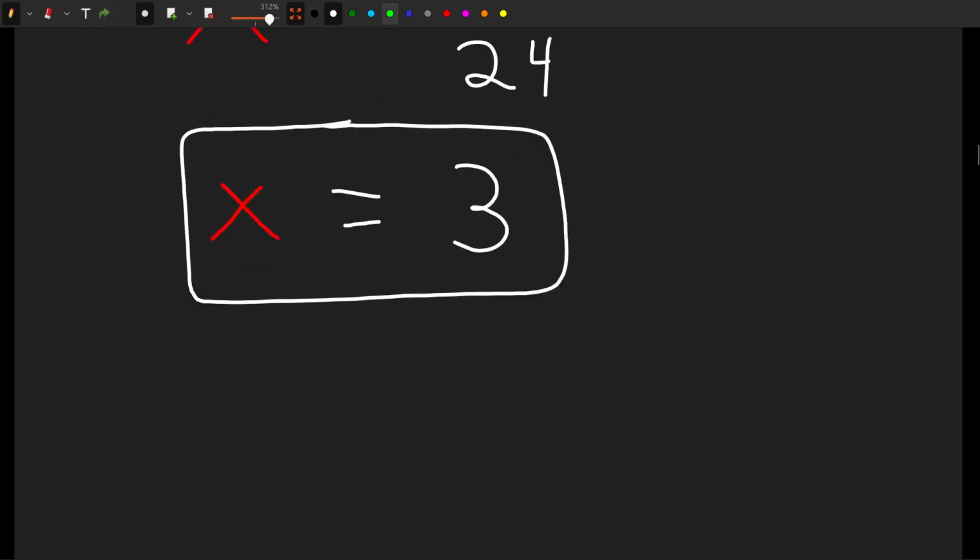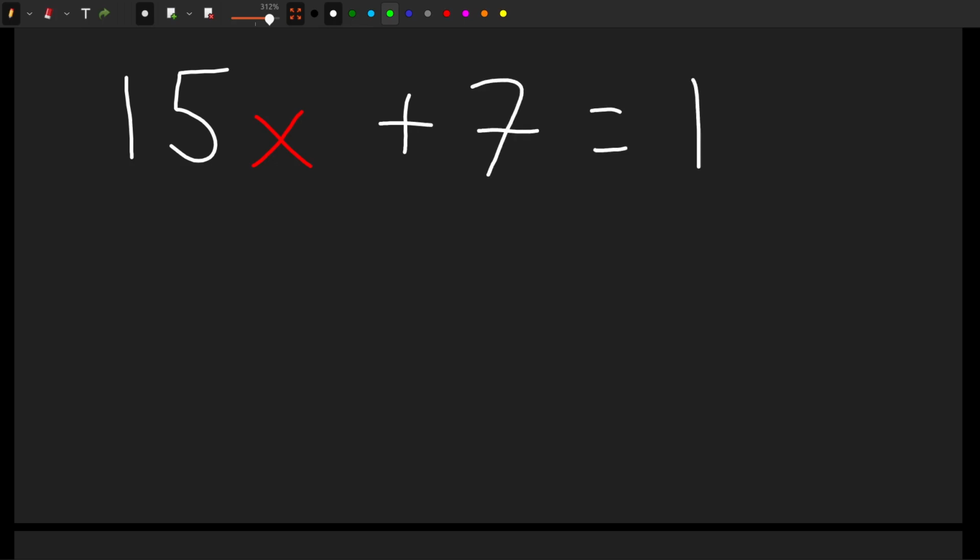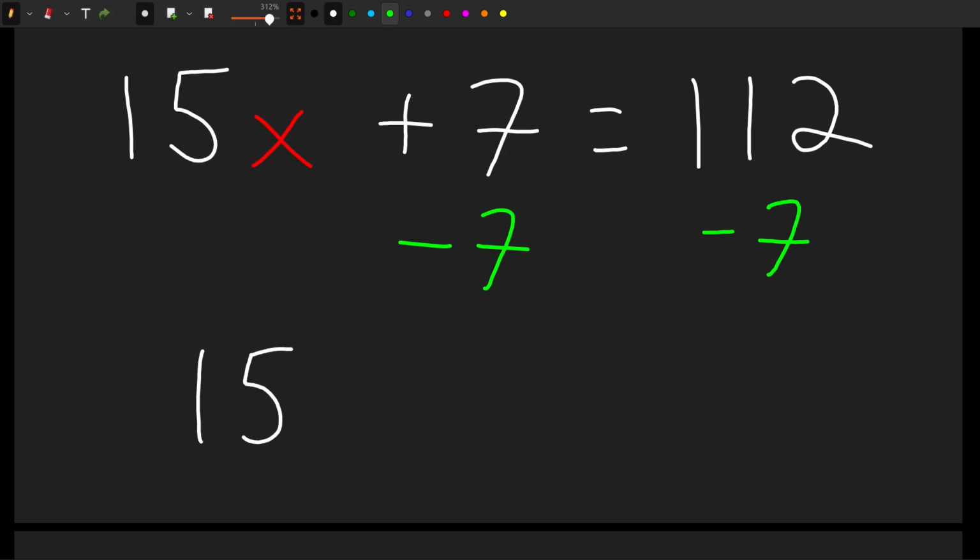Going to move on to the next problem now. The next problem, slightly more challenging. We're going to have 15x plus 7 is equal to 112. First thing I have to do is undo the addition of 7, so I have to subtract 7 from both sides. And I will get 15x is now equal to 105.